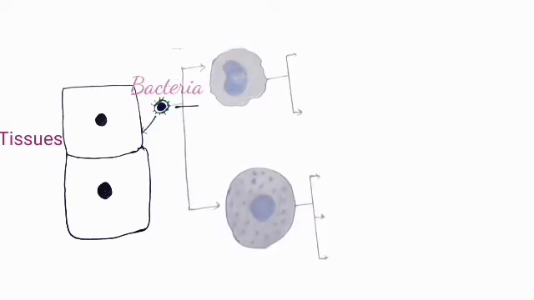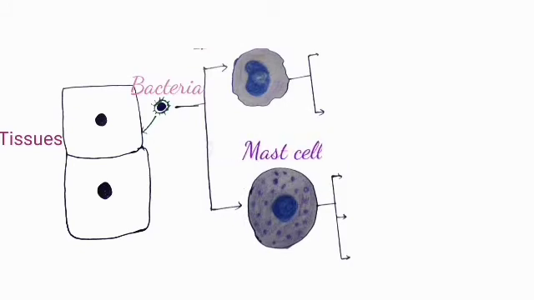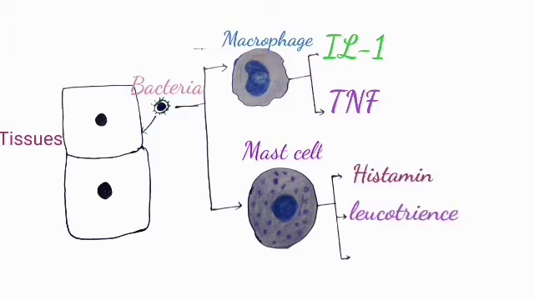Now what are the cells? These cells are mast cells, macrophages and endothelial cells. Macrophages will release interleukin 1 and tumor necrosis factor, and mast cells will secrete histamine, leukotrienes, and prostaglandins. Endothelial cells also become activated and synthesize and release leukotrienes and prostaglandins. These cytokines are the main mediators of acute inflammation.